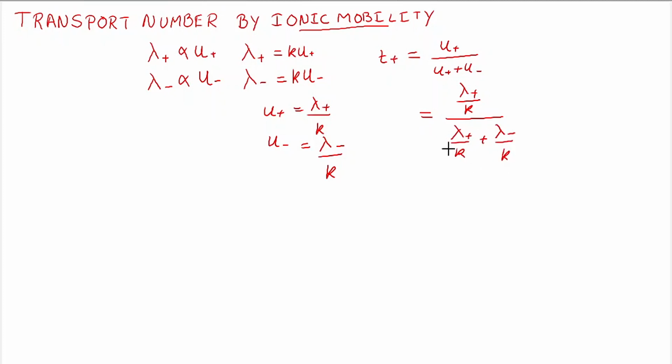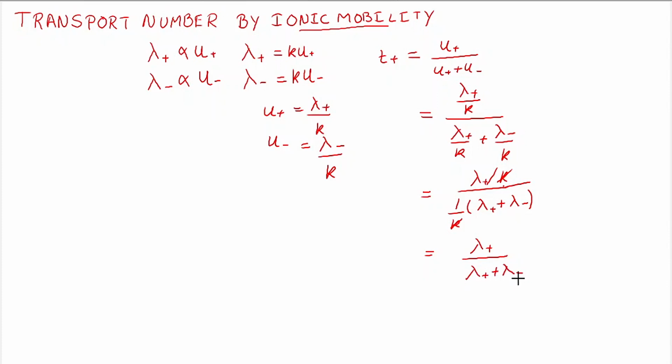So we can take k common in the denominator, and we will have lambda plus upon 1 upon k into lambda plus plus lambda minus, and over here also we will have k. So this k will be cancelled out, and we will be left with lambda plus upon lambda plus plus lambda minus.